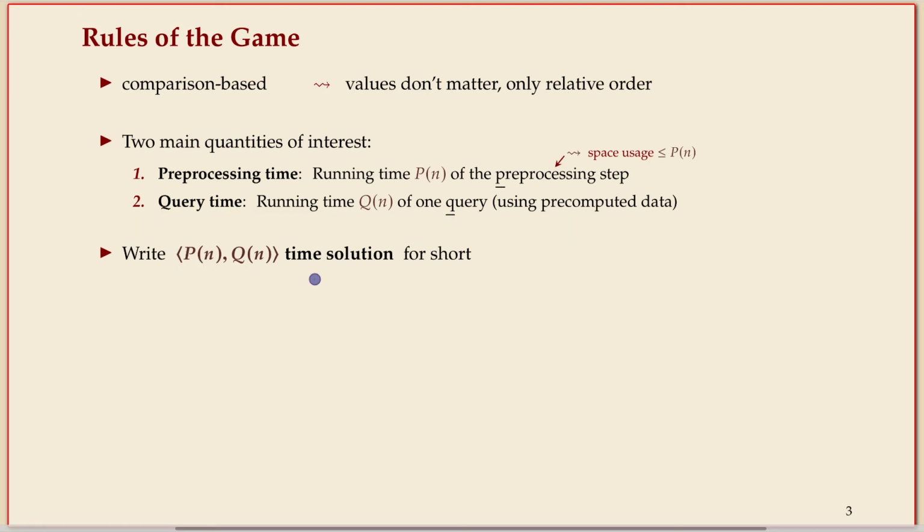And we'll see that there's a certain trade-off between those two, indeed. Just for notation, we'll call a solution to write it this way: angle brackets for two functions, two running times. The first is the pre-processing, and the second is the query time.